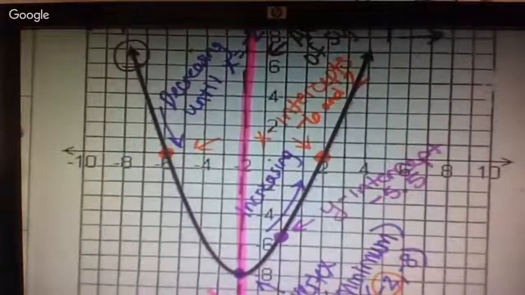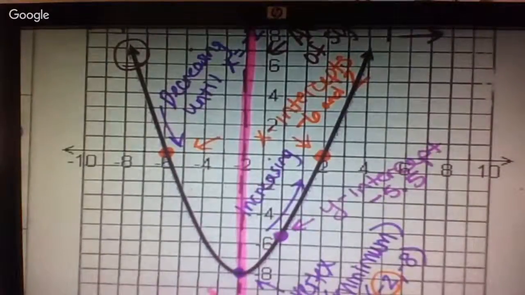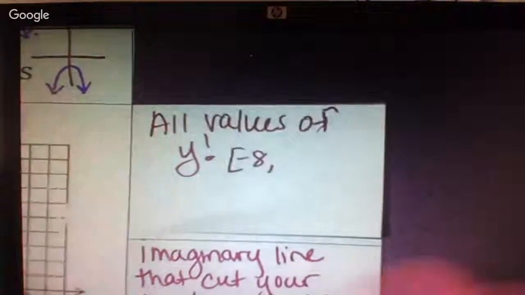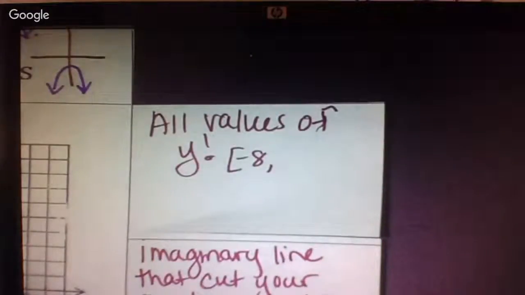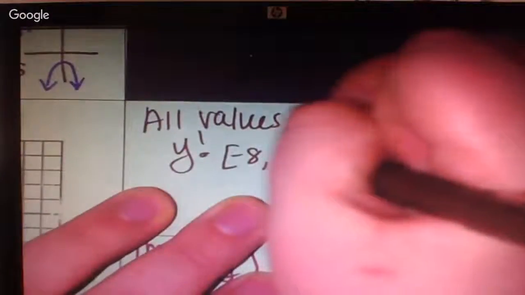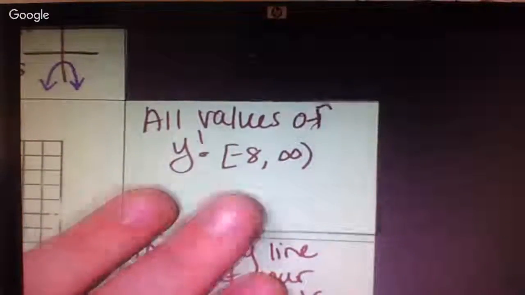If you take a look at this graph, how low does my graph go? To -8. Okay? So that means that my range goes no lower than -8. How high does it go? Infinity. It's going to keep going up. Positive infinity because it's going up.